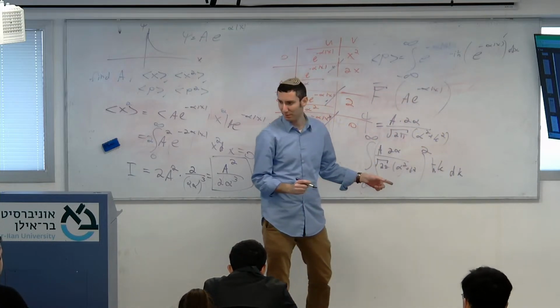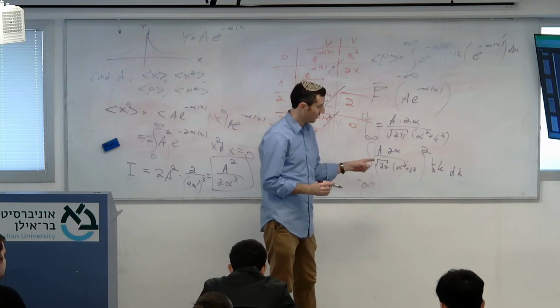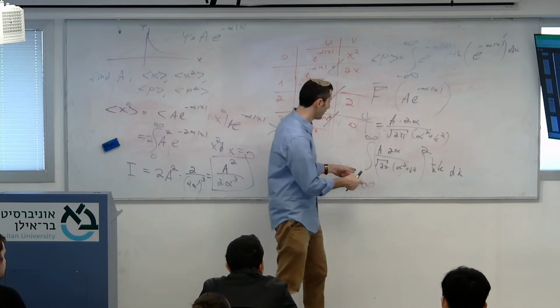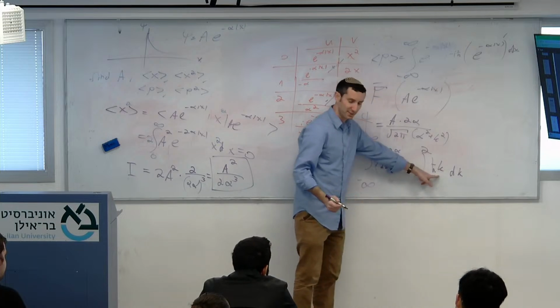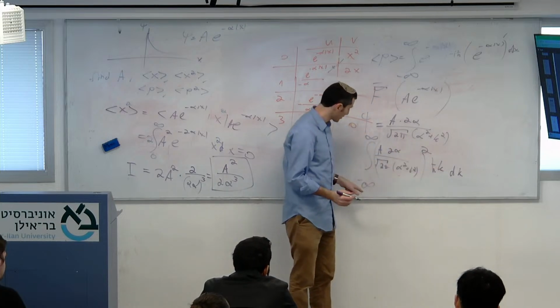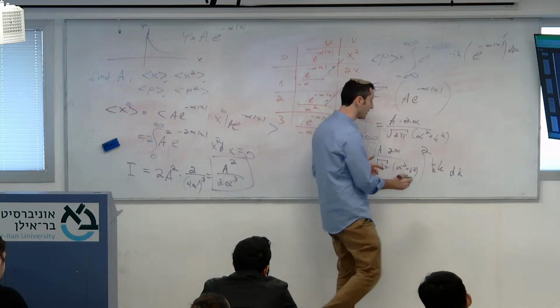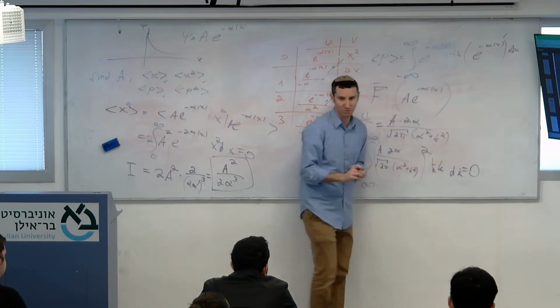This would now be my mean momentum, right? Hey, it is 0 again. This is an even function of k, and this is an odd function. I multiply them, I get an odd function, integral from minus infinity to infinity, and I get a 0.